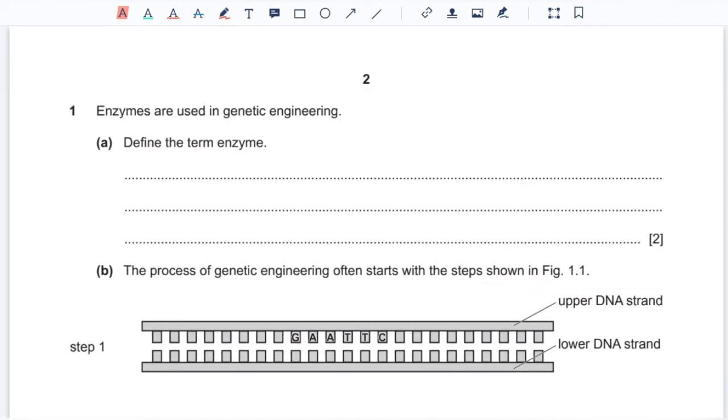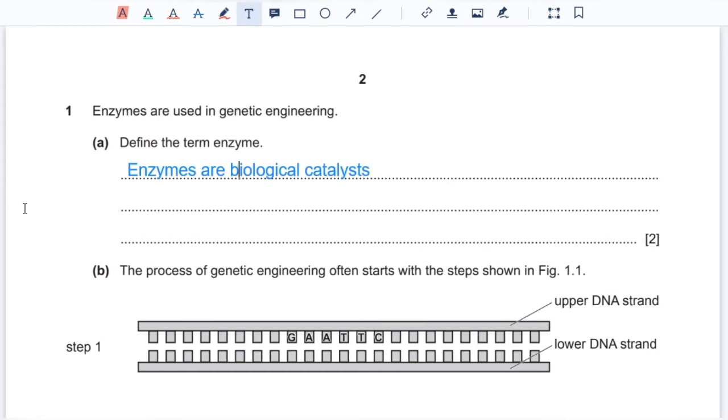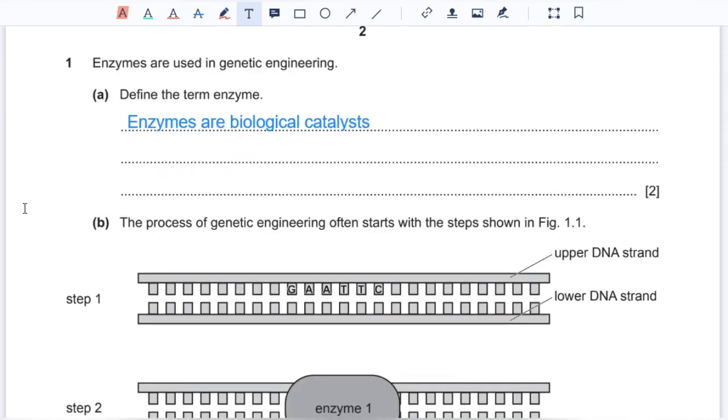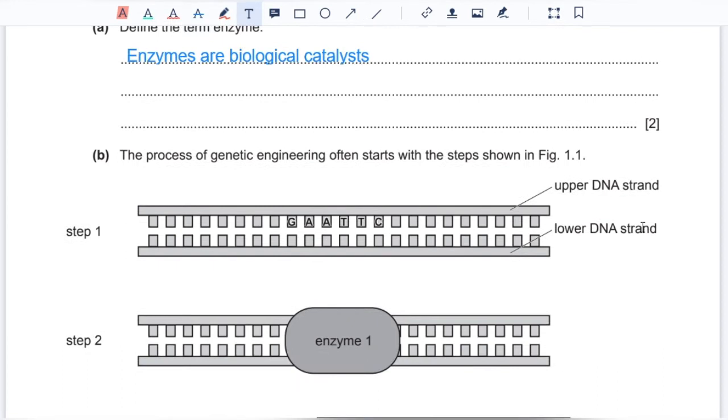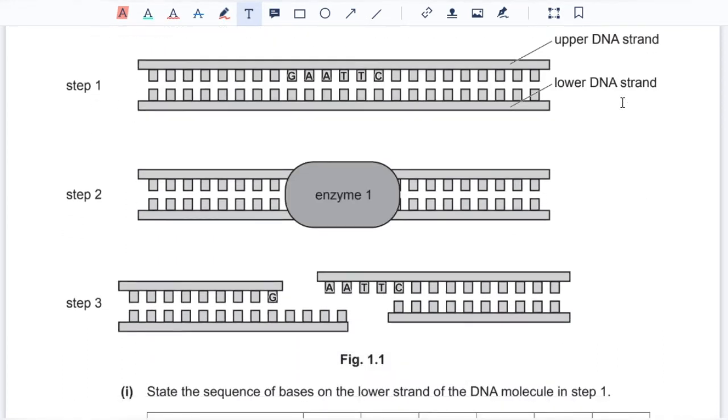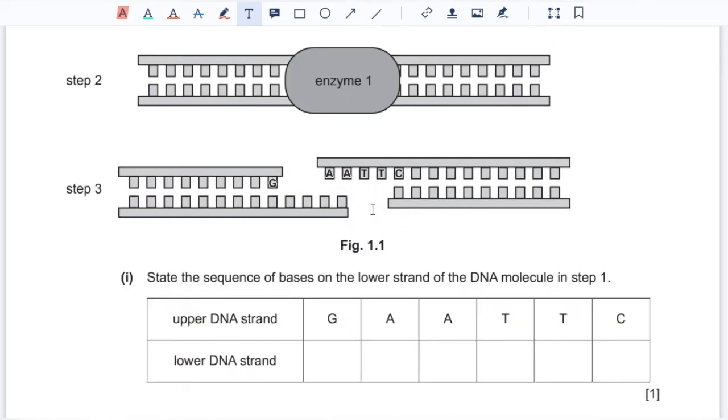1. Enzymes are used in genetic engineering. A. Define the term enzyme. So enzymes are biological catalysts. B. The process of genetic engineering often starts with the steps in figure 1.1. So you've got the two strands of DNA, an enzyme which is going to cut the two strands of DNA.